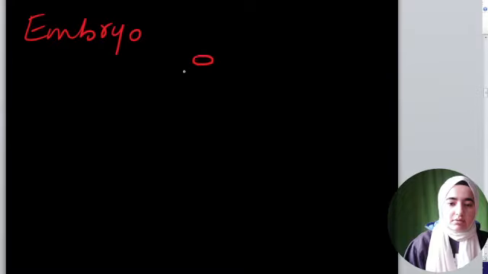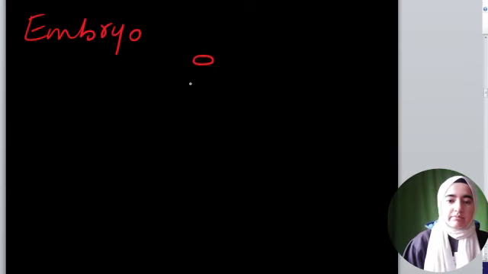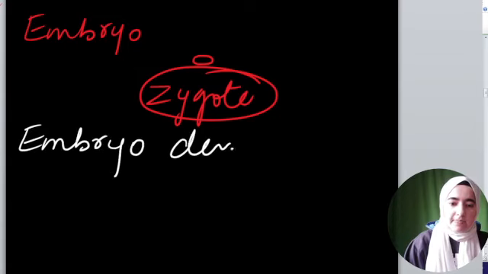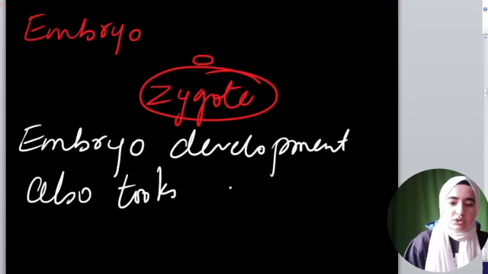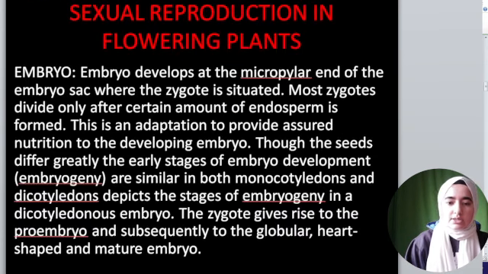Now, talking about embryo, as I already mentioned, zygote formation will take place at the micropylar region, where a small pore is situated. Since the zygote will be found at the micropylar region, can't we say that embryo development will also take place at that micropylar end? I hope this concept is clear.